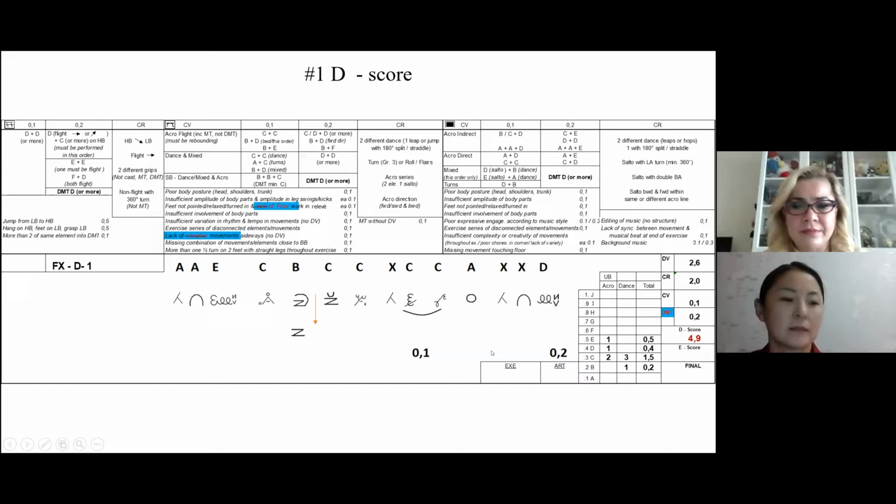Second acro line C plus C, connection value plus 0.1. And don't forget about dismount bonus. And we see acro elements 1E, 1D, 2C, dance elements 3C, 1B, difficulty value 2.6, composition requirements 2 points, connection value 0.1, and dismount bonus 0.2, D score 4.9. I hope everybody's the same.